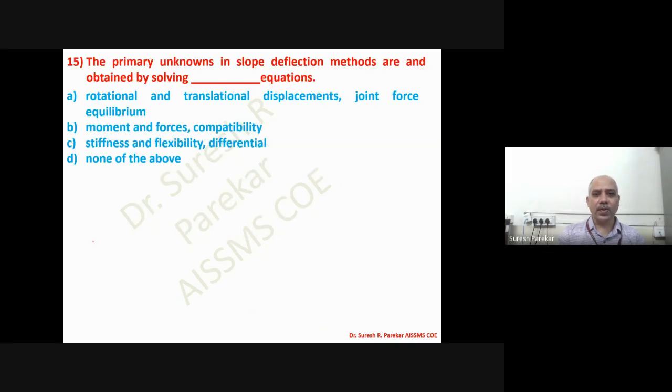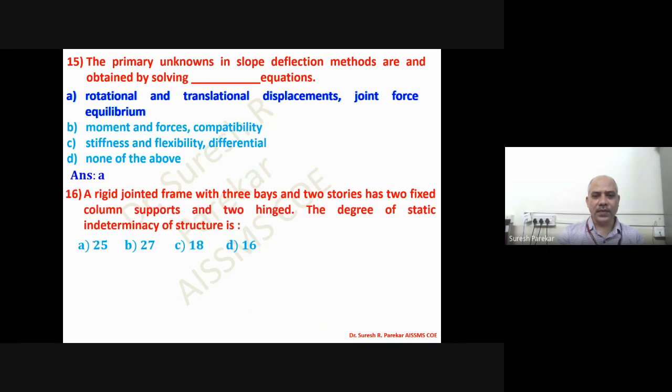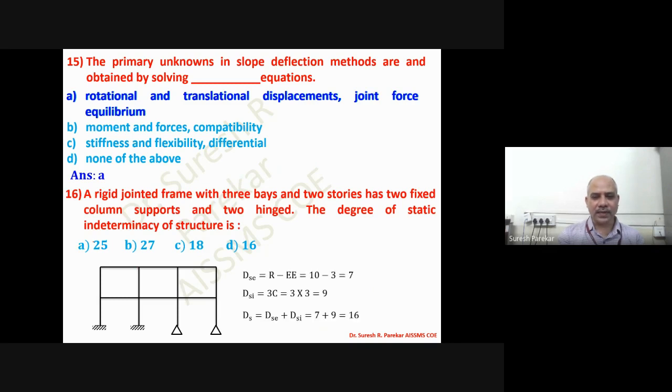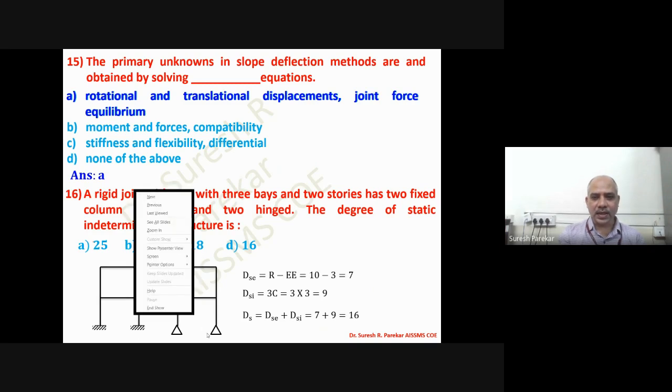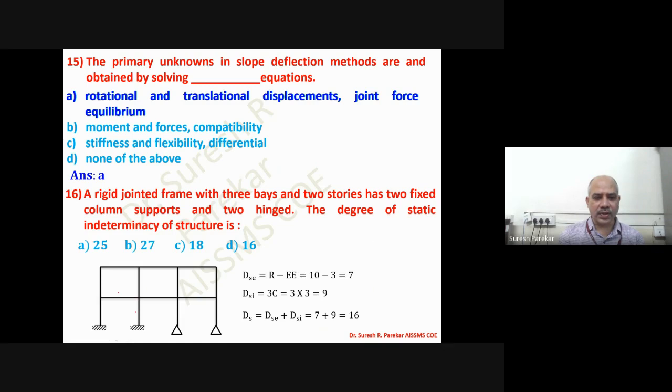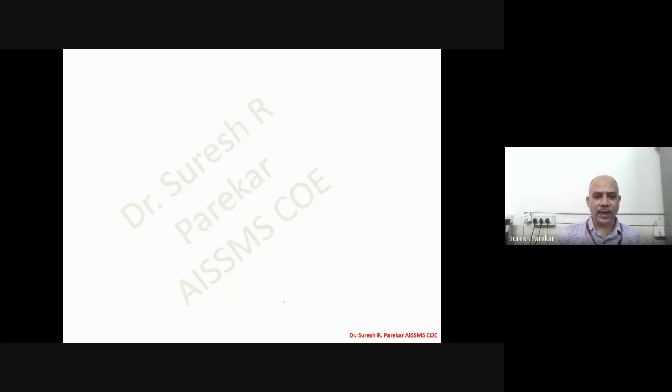Then the primary unknowns in slope deflection, we have rotation, translation, displacement, joint force equilibrium. We have to use these to solve this. A option. A rigid jointed frame with 3 bays and 2 stories. So we have to find static indeterminacy. You can see, we have DSE, that is 7, R minus equilibrium equation. And DSI, we have 3C. So we have to go for 3 cuts. We have 1 cut over here, another cut over here, and third cut over here. So 3C, 3 into 3, 9. So total 16. Answer we have D.